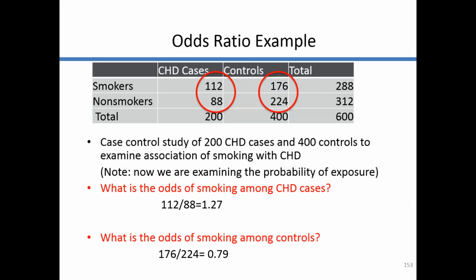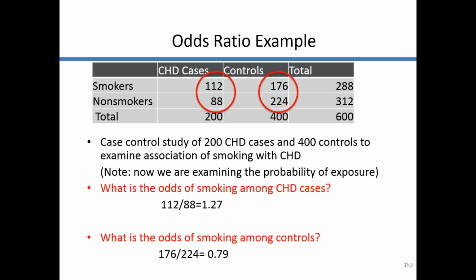Now, what are the odds that a case smokes? Don't even look at the formula. Don't even look at the answer. Just ask yourself, will 112 cases smoke and 88 of them not smoke? So what's your first guess as to what the odds are that a case smokes? It's the odds of exposure. Yeah, first guess, 112 over 88. And that's what that fancy formula was saying in the last slide that we didn't dwell on. It's 1.27. That's the odds of smoking in the cases.